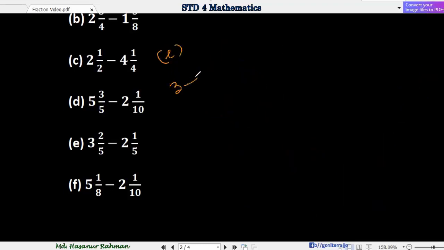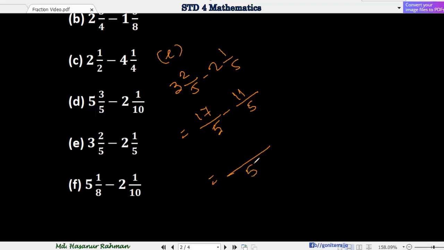Number E says 3 whole 2 by 5 minus 2 whole 1 by 5. At first we have to convert this mixed into improper. 5 3 is 15 plus 2, that is 17, minus 5 2 is 10 plus 1, that is 11. So here the denominator is 5 and we have to subtract the numerator, 17 minus 11. 17 minus 11, that is 6 by 5. And if we want to convert this one into mixed, we will get 1 whole 1 by 5.